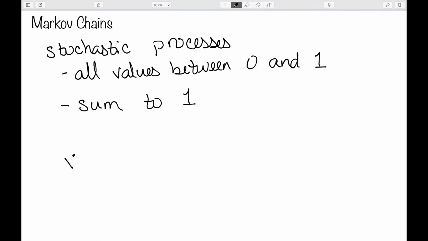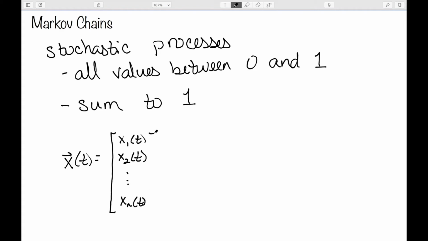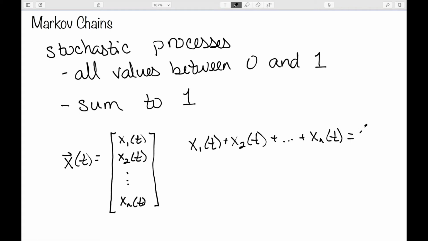Whenever we talk about our matrix, x of t, that contains x1 of t, x2 of t, all the way down to xn of t, depending on how large my system is, I would need each one of these values to be between 0 and 1, and I would need them to add up to be equal to 1. If I add up the entire column, it should be equal to 1. And this is known as a probability vector.